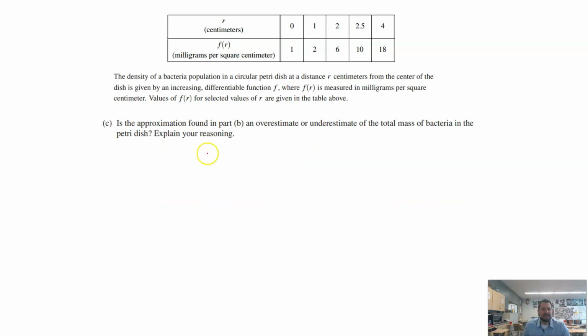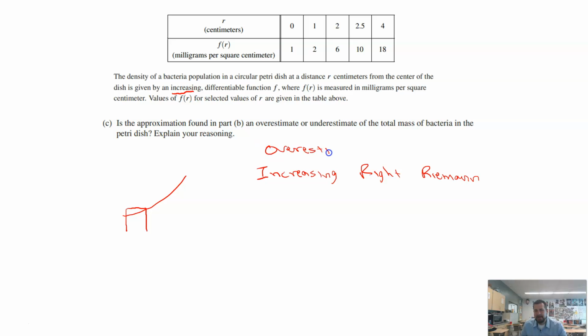Letter C wants to know, is this approximation an over or underestimate? Well, if we're doing a right Riemann sum and it says that it's increasing the entire time, I've got an increasing function, a right Riemann sum. You can draw yourself a simple picture, although it won't get you points. But if you just say that you are increasing with a right Riemann sum, then we can say, okay, since we're doing a right Riemann sum and it's increasing, that means this is going to be an overestimate. And that's all you have to put on letter C.